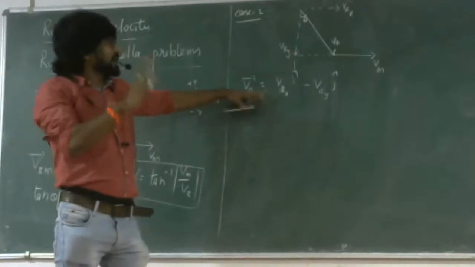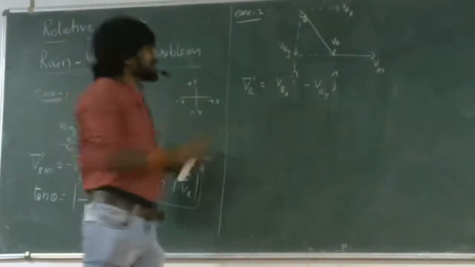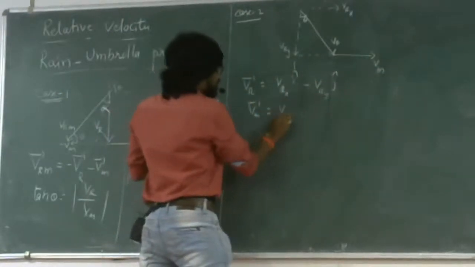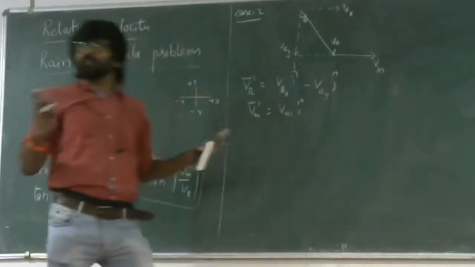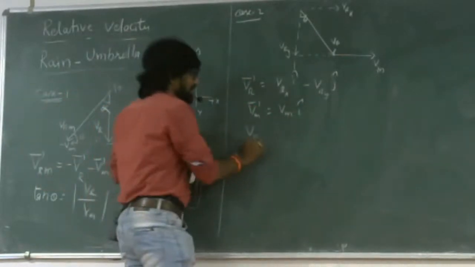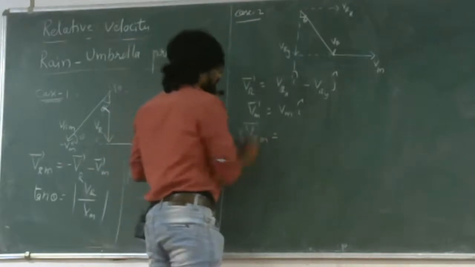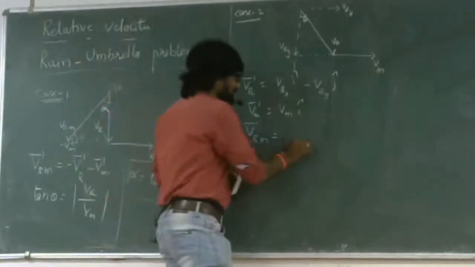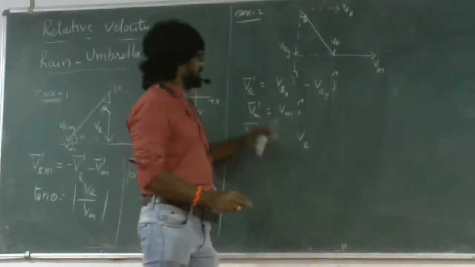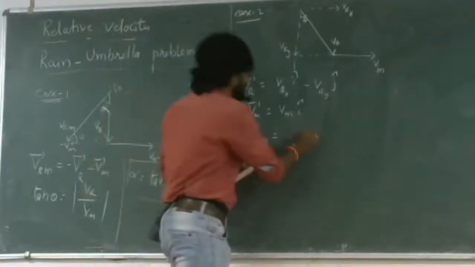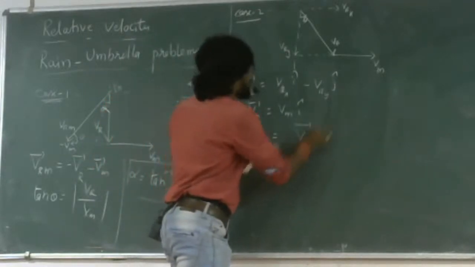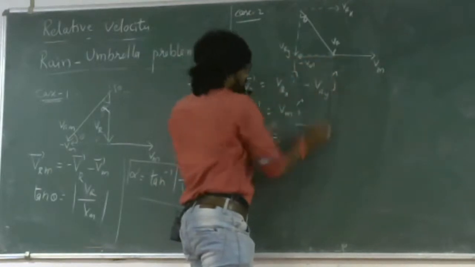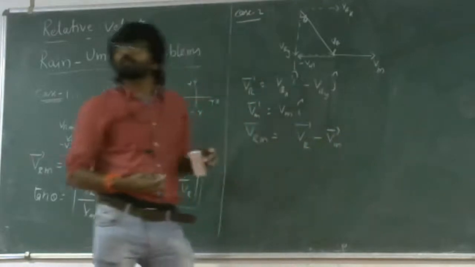Velocity of rain is a combination of these two components. Then the velocity of man: man is moving only in positive x direction, so velocity of man is equal to Vm i cap. Now velocity of rain with respect to man is equal to velocity of rain plus reverse velocity of man. Reverse velocity of man means, since this is in positive x direction, if you reverse this it will be minus Vm. So minus Vm vector. Are you following?